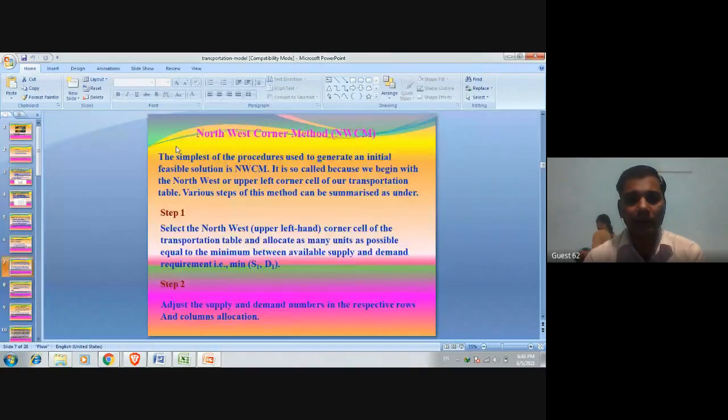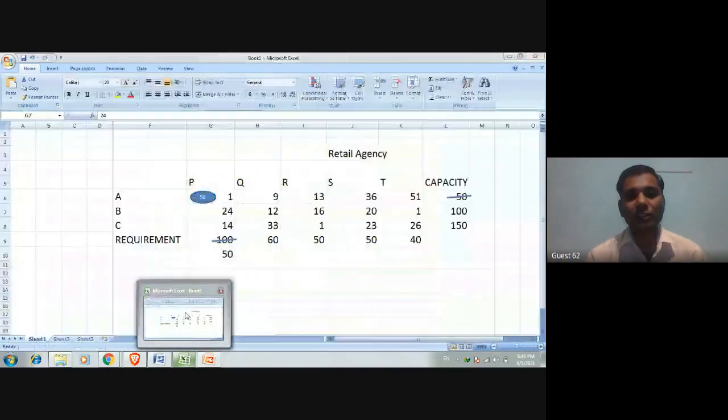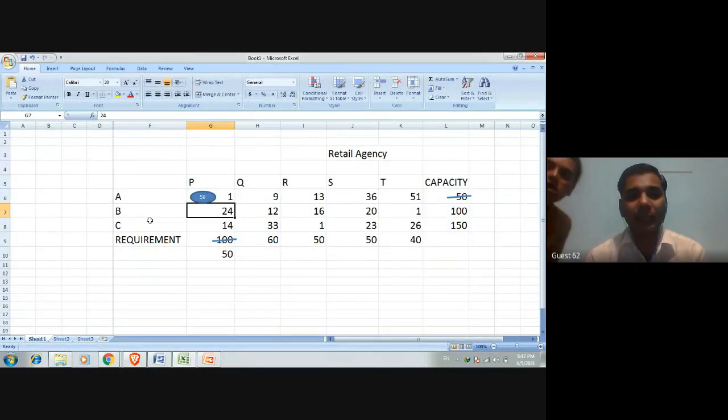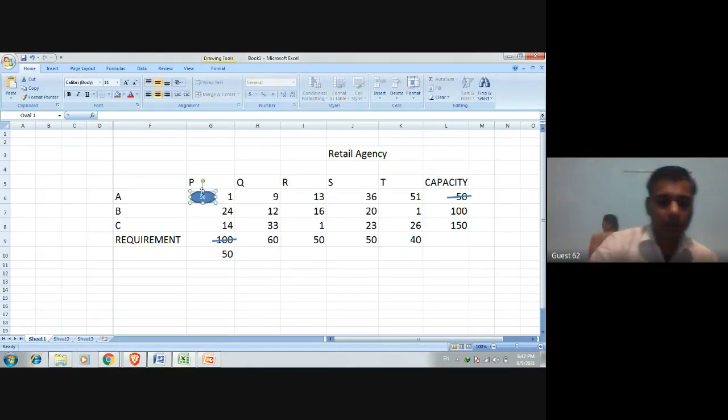And what is step second? Adjust the supply and numbers in the respective rows and column. Now we have to again adjust this. So the requirement of retail agency is P. Okay. But the warehouse B has 100 units. So it will take only 50 units. So again, we will allocate 50 units to P from the source B. So we will allocate 50 units to this.